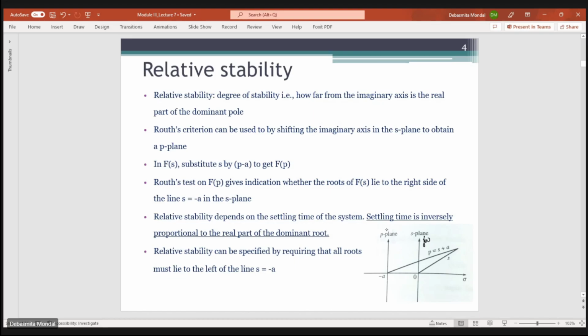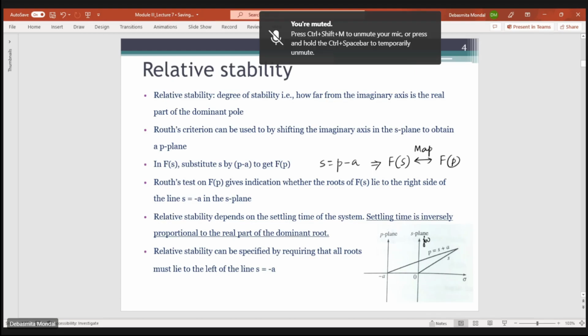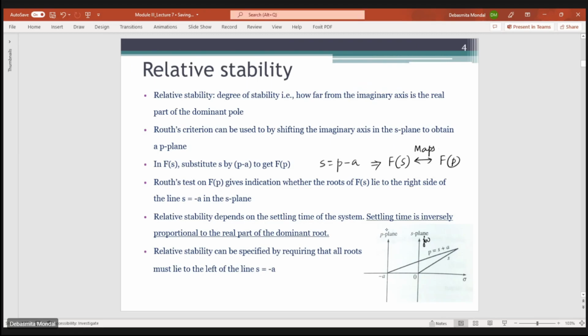So the mapping of F(s) and F(p) is done by this simple substitution, s equals p minus a. So F(s) maps to F(p) by this substitution.